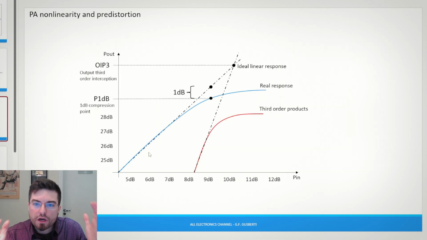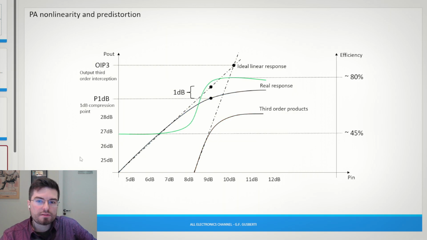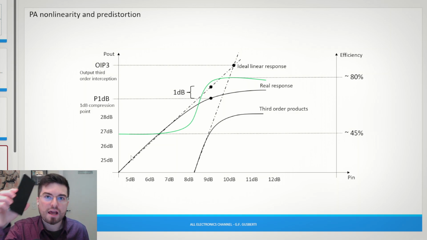So why are we not operating the amplifier in the very linear region? Because the efficiency will be lower. Remember, for very linear operation, we have class A. The maximum theoretical efficiency of a class A amplifier is 50%. From the practical perspective, it will behave with 30 to 35% efficiency. Very, very low efficiency, even more so for handheld devices.